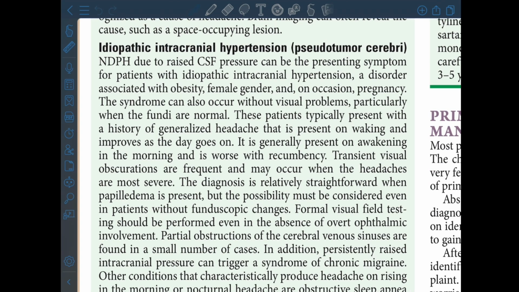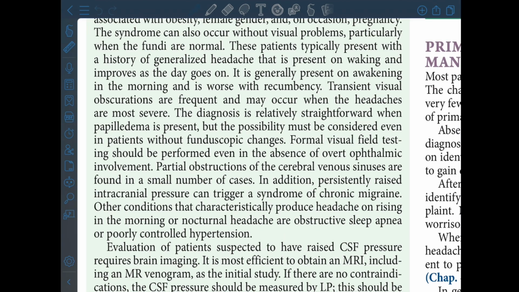This syndrome can also occur without visual problems, particularly when the fundi are normal. These patients typically present with a history of generalized headache that is present on waking and improves as the day goes on. It is generally present on awakening in the morning and is worse with recumbency. Transient visual obscurations are frequent and may occur when the headaches are more severe. The diagnosis is relatively straightforward when papilledema is present, but the possibility must be considered even in patients without fundoscopic changes. Formal visual field testing should be performed even in the absence of overt ophthalmic involvement.